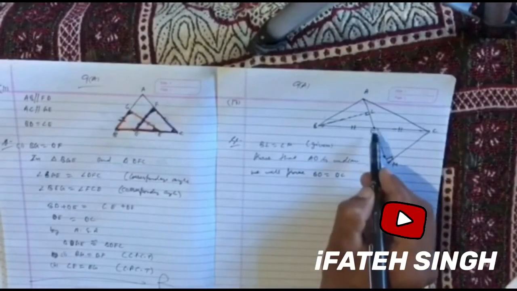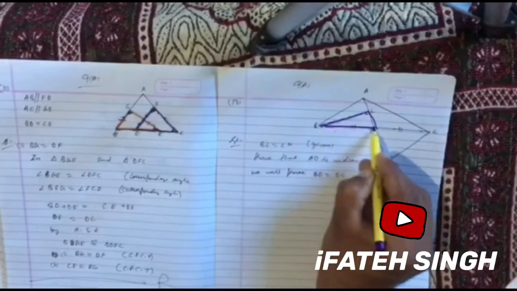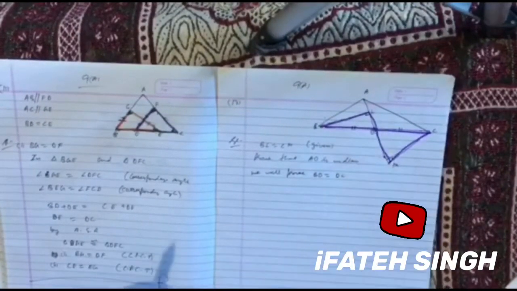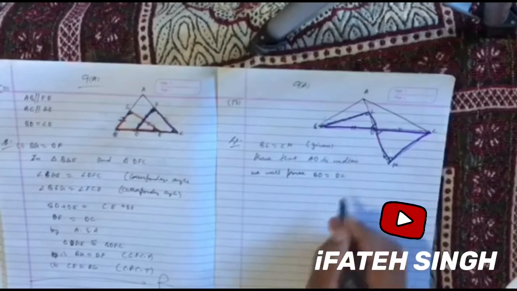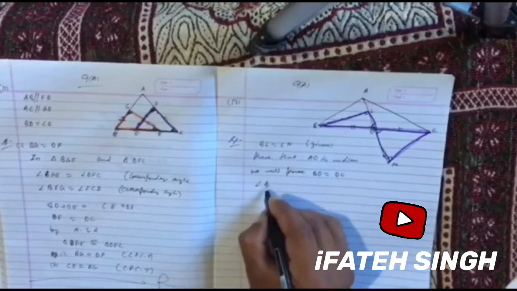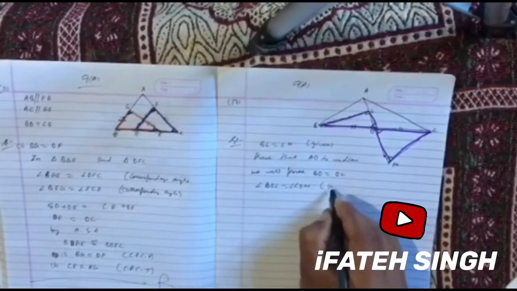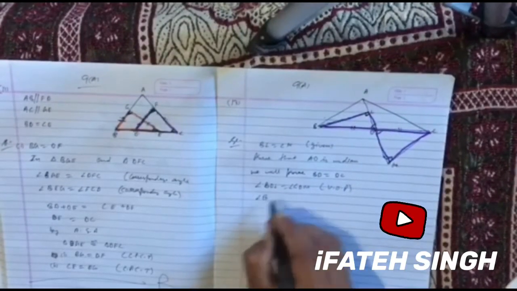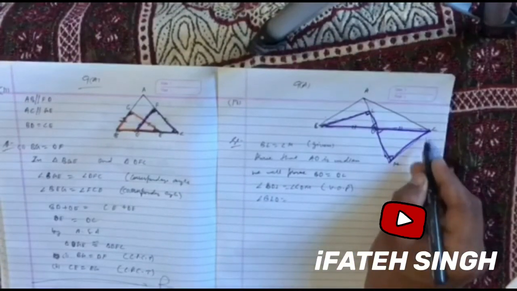For this, we will prove these two triangles, BLD and DCM, are congruent. First part is this angle is equal because vertical opposite angle. Angle BDL is equal to CDM, vertical opposite angle. And second thing is that this is 90 and this is 90. Angle BLD is equal to CMD because 90.